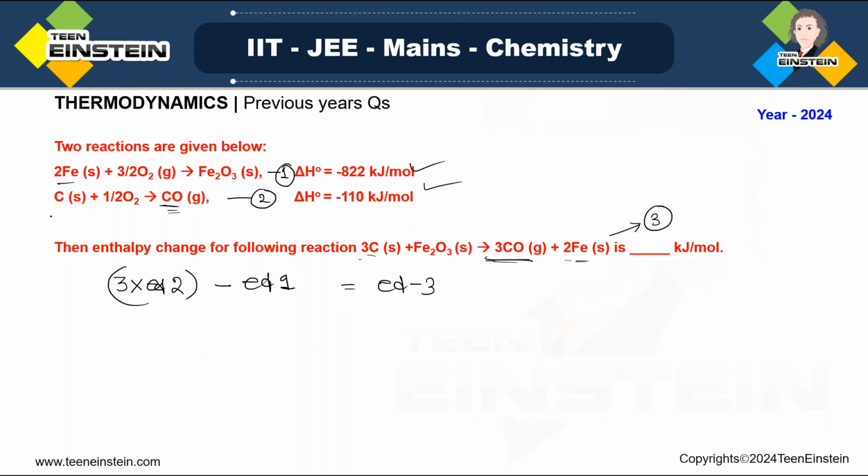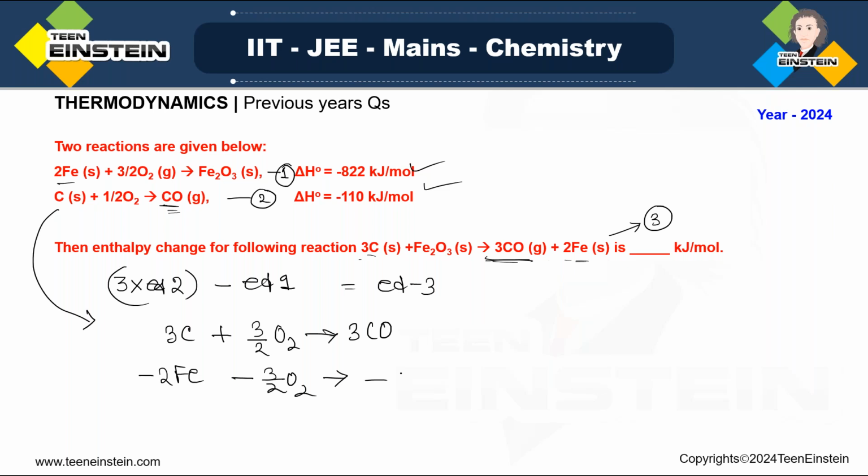So we will write equation 2 as we have multiplied it with 3. Now it will be 3 by 2 O2, 3 CO. And now we will subtract the first equation. So it will be minus 2 Fe, minus 3 by 2 O2, minus Fe2O3. So these two will be cancelled. On the left hand side, we will have 3C and Fe2O3. So basically we are getting equation 3.